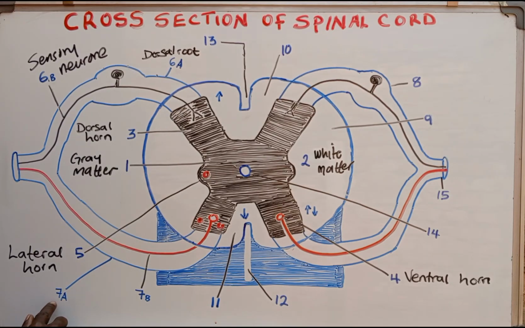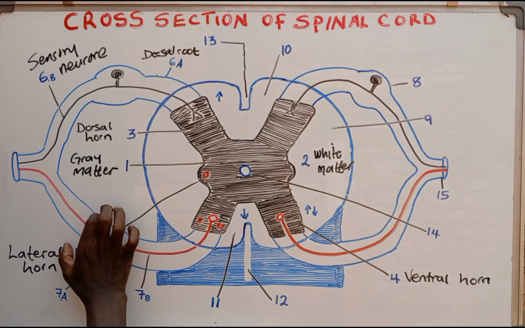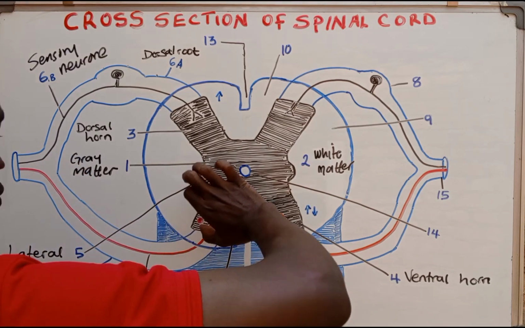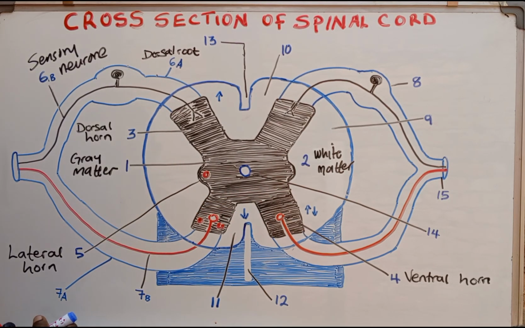Number 7, you're going to be having 7A, and then you're going to be having 7B. Now 7A is going to be the whole of this tube. The fact that it's going to be at the anterior part, or the ventral part, we simply call it the ventral root. As simple as that, the ventral root.